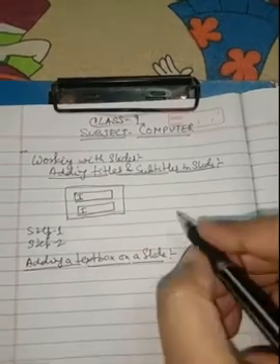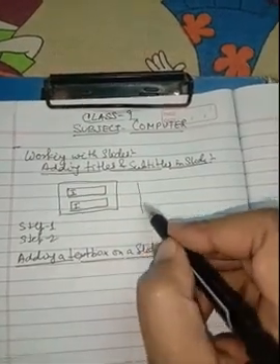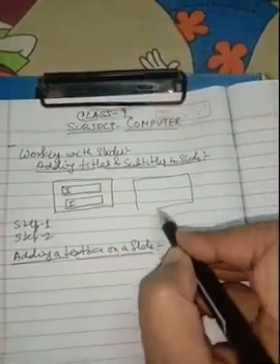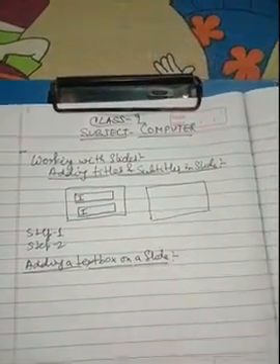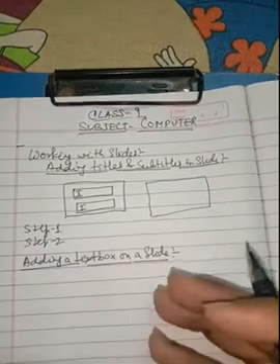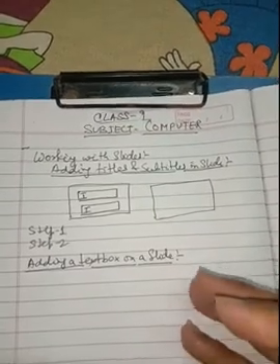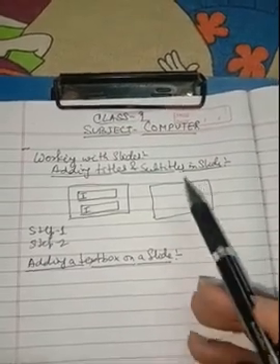Like suppose I have chosen a blank slide over here. So say this is the blank slide over here. Now I want to add some text over here. In order to add the text, first of all I have to insert the text box over here.